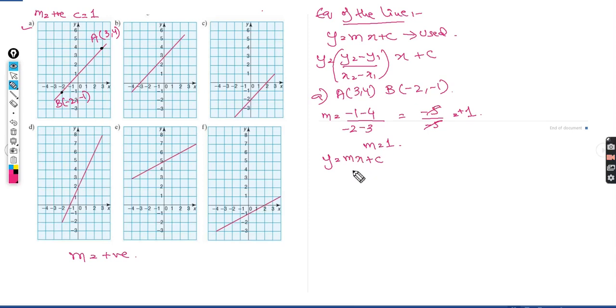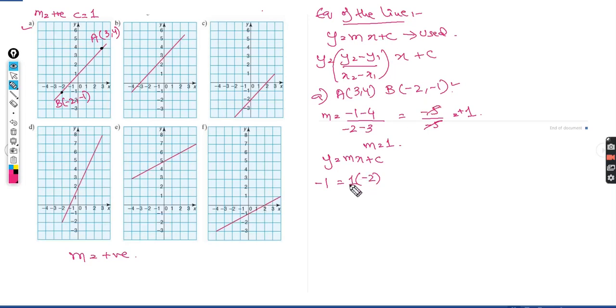Instead of m we will put 1. Instead of y and x, we will select any of these points that you want to choose. You can choose any point. So let's suppose I choose point B. Point B's y I will put over here, and point B's x I will put over here. Does that make sense? So x I take from point B and y I take from point B again.